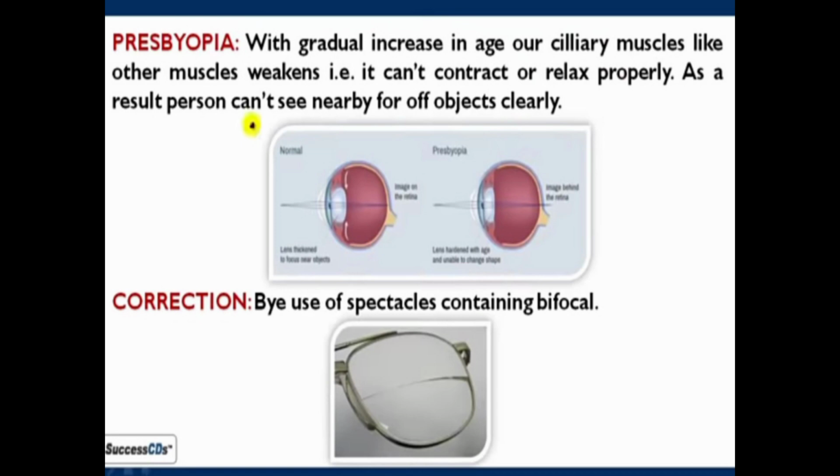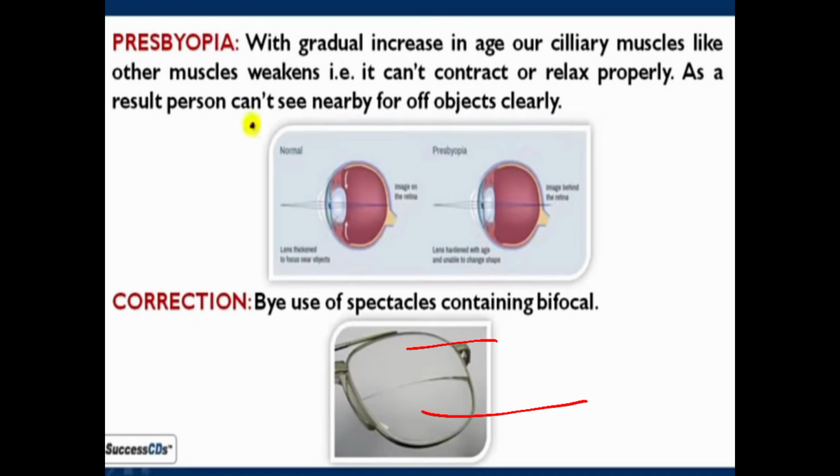So how can it be corrected? It can be corrected by using spectacles containing bifocal lens. That is, spectacles which contain both convex and concave lens are known as bifocal lens. With the use of bifocal lens, this defect can be corrected. As we can see, in the upper part concave lens is used, and in the lower part convex lens is used. So I hope that I am clear with presbyopia.